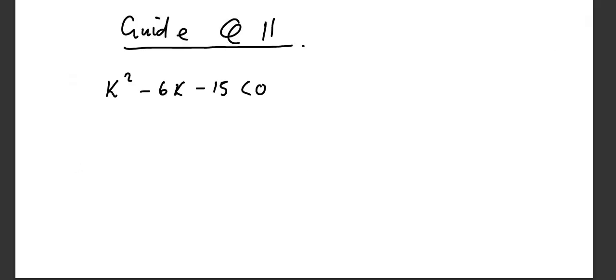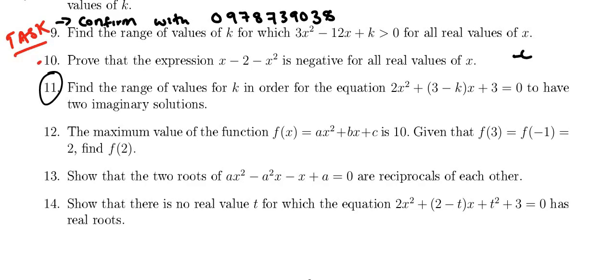Okay, so just a guide on number 11, where we said you could have left the answer in the form of the way I had written it, in terms of k's or numbers, provided k squared minus 6k minus 15 is less than 0.